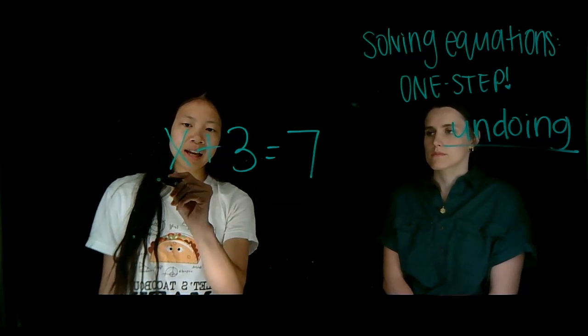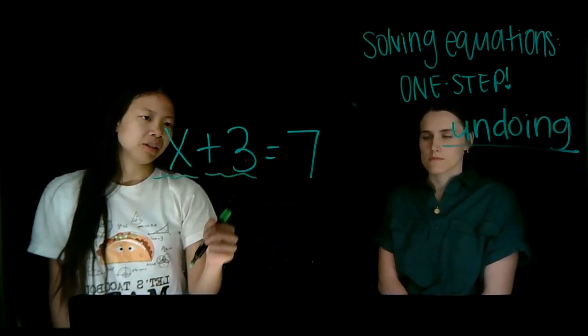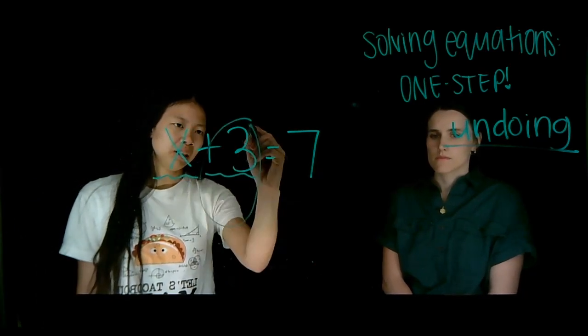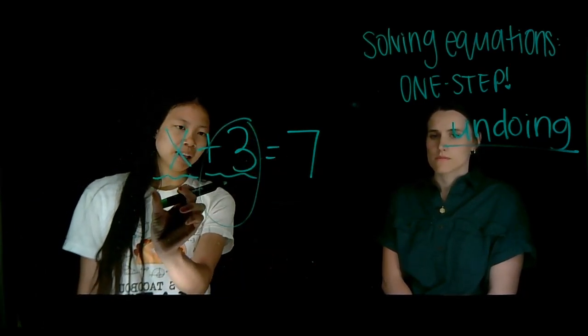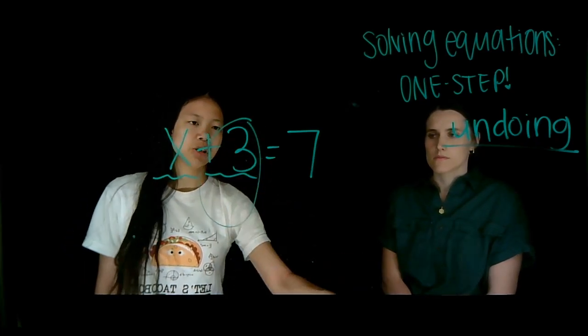So I want to get x alone. Right now, x is with plus 3. So I want to make this side add up to 0, so I'm just left with x, because x plus 0 is just x. So the opposite of adding 3 is subtracting 3.